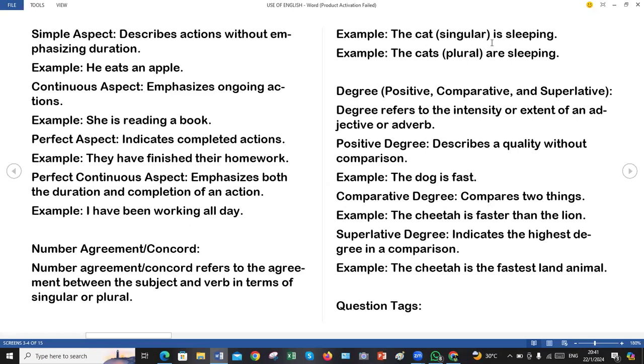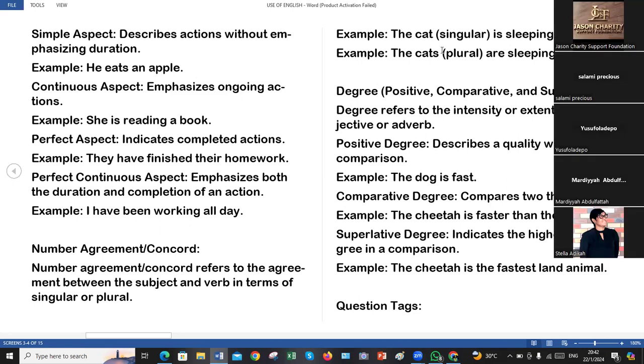For example, you have the cat, which is a singular subject. Now, don't forget, mind you, a subject is the doer of the action in a sentence, okay? That particular thing or person the whole sentence is centering around. Now, the cat here, which is singular, is sleeping. The cats, which is plural, are sleeping. The cat is sleeping, the cats are sleeping. So because this one is plural, you have the helping verb are.